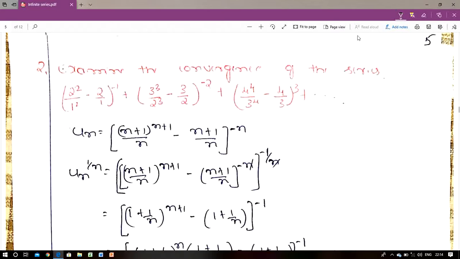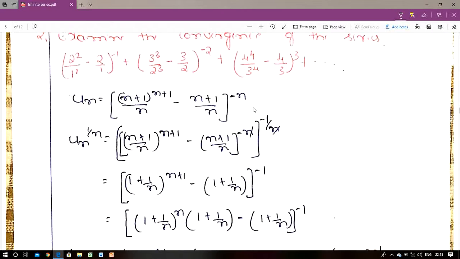Examine the convergence of the series 2 square by 1 square minus 2 by n whole to the power of minus n, 3 cube by 2 cube minus 3 by 2 whole to the power of minus 2, plus 4 to the power of 4 by 3 to the power of 4 minus 4 by 3 whole cube, and so on. First we write the nth term.